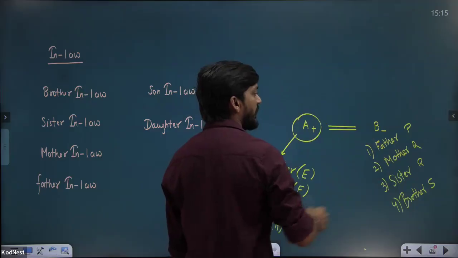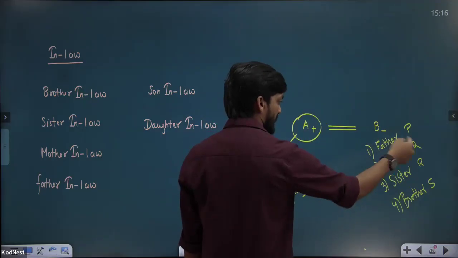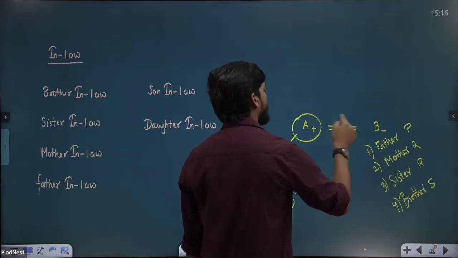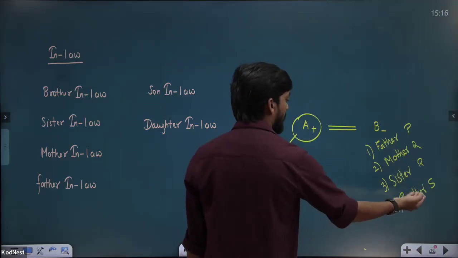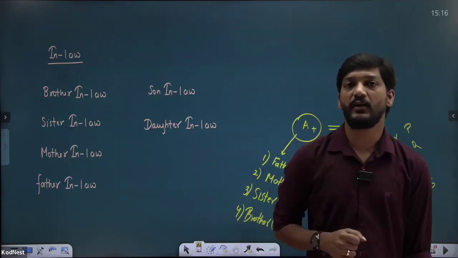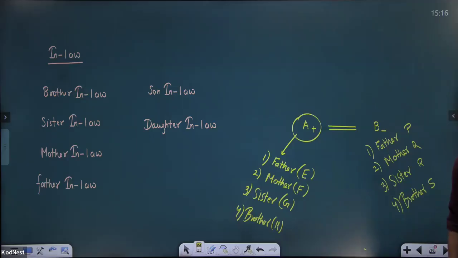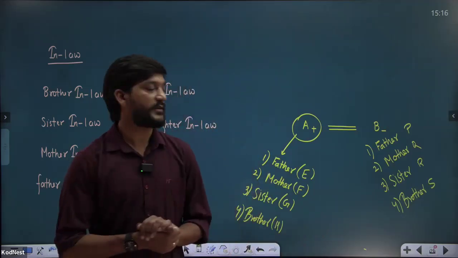In-law will be added. So P is the father-in-law for A. This Q is the mother-in-law for the husband. This R is the sister-in-law for the husband. And S, this brother, is the brother-in-law for the husband. So only in-law will be added extra. Is this part clear? Please carefully answer. Okay. So now answer please.